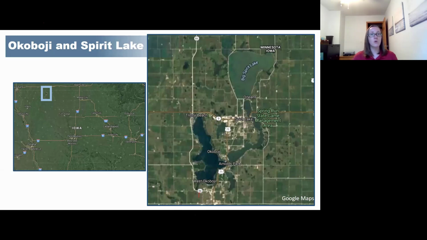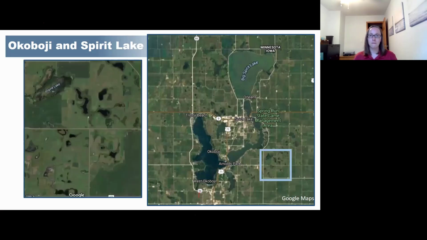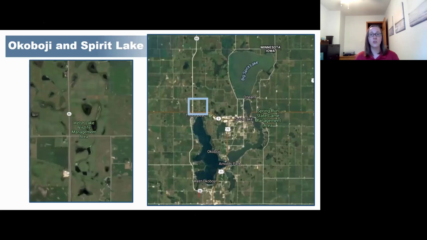So the first notable wetland area is the Okoboji and Spirit Lake area, located in the northwestern part of the state near the Iowa-Minnesota border. You can see that along the southeast portion of the lakes, there are a number of prairie pothole wetlands, like those found near Prairie Lake. And then also to the north of West Okoboji Lake, like those found on Welsh Lake Wildlife Management Area. In addition to these smaller prairie pothole style wetlands, there's also fringe lacustrine habitat in some areas around West Okoboji, East Okoboji, and Big Spirit Lakes.